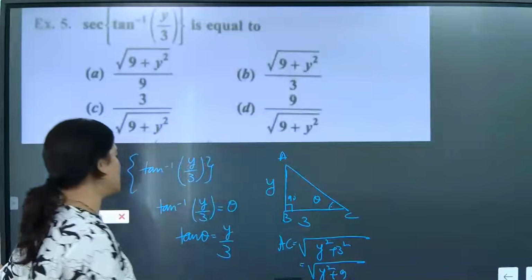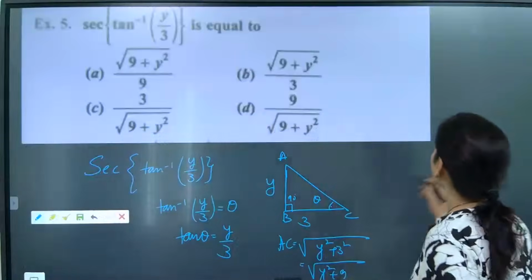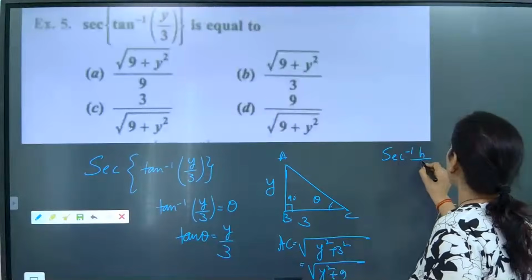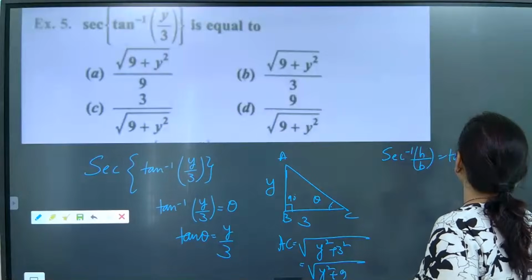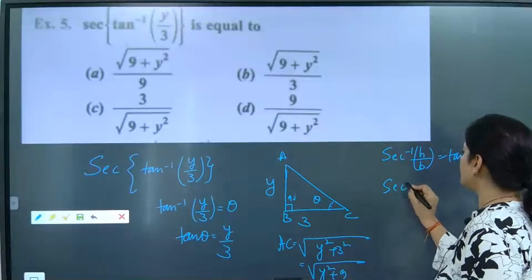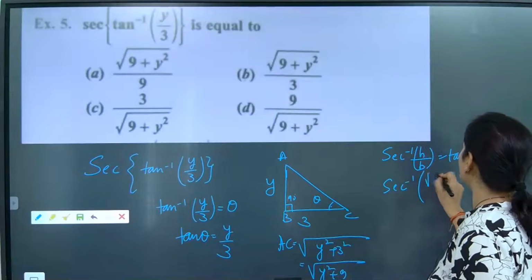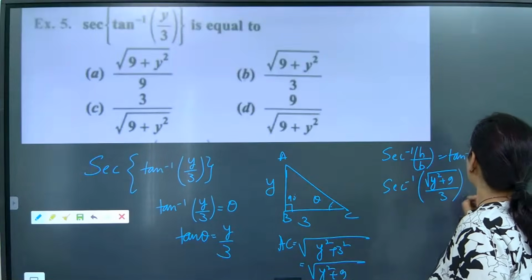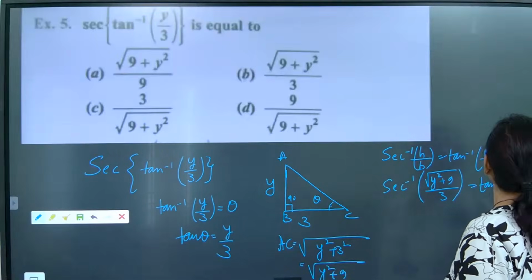So now we know one thing. According to the formula, we know one very important point: secant inverse of hypotenuse by base equals tan inverse of perpendicular by base. So we will just make them equal. So secant inverse, what is the base? Base is 3. What is the hypotenuse? Hypotenuse is root under y squared plus 9, by base 3. And tan inverse, it is y by 3.